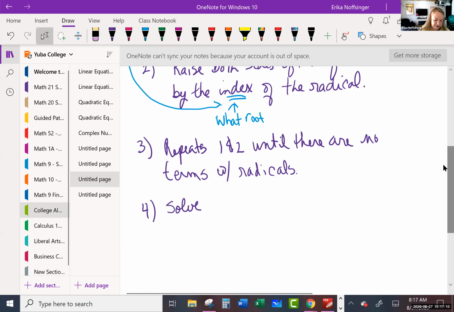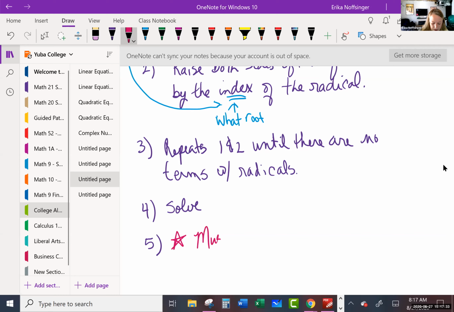So this is where we have to really be careful. If you raise both sides of an equation by an even power, we may get values that actually aren't solutions to our equation. They're called extraneous solutions. And so you must check your answers.